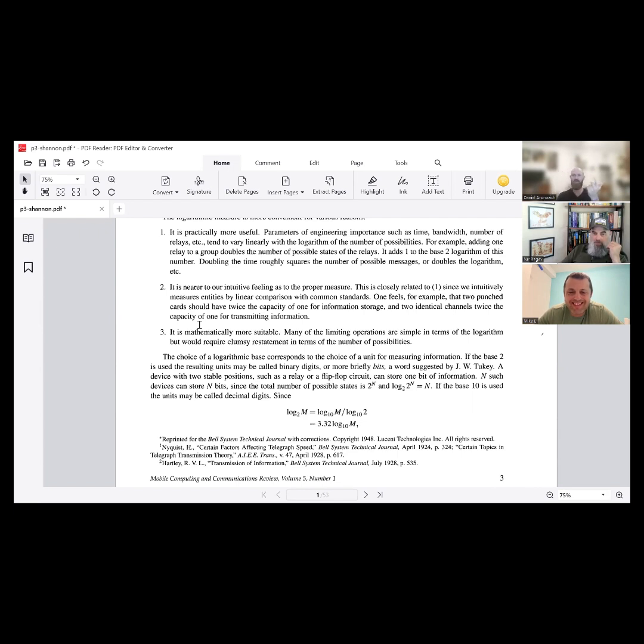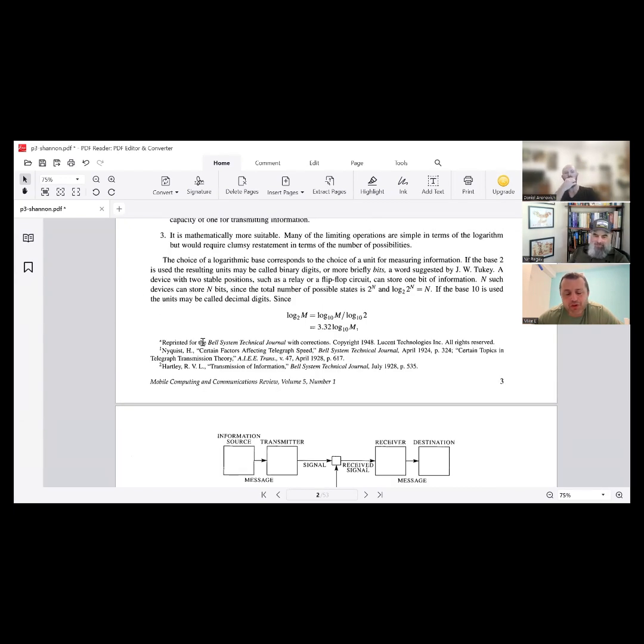Yeah. Number three, the third reason, it's mathematically more suitable. Many of the limiting operations are simple in terms of the logarithm, but would require clumsy restatements in terms of the number of possibilities. So here it's like a pragmatic reason. It works. Yeah, and actually, when I was reading this sentence, I was thinking about machine learning. I was thinking about log likelihood. All the stuff we are doing in machine learning is not a likelihood, it is a log likelihood. Why is it log likelihood? Because we don't like to multiply stuff, and you will easily get underflow. We like summing stuff, and to sum stuff, you need to take a logarithm and invoke it on the multiplication. So for me, it is very intuitive.